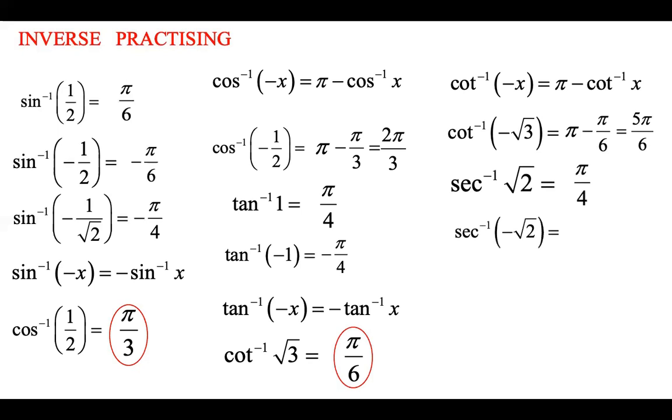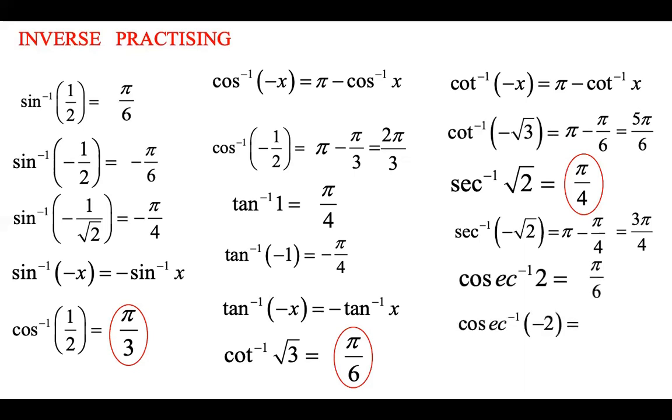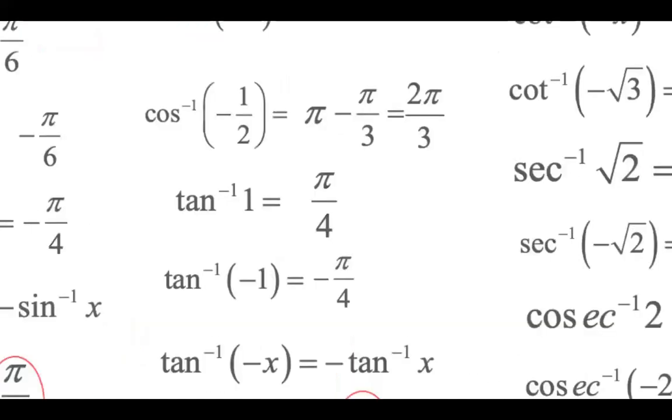Secant inverse root 2 is pi by 4. Secant inverse minus root 2, again with the same logic: pi, from which pi by 4 is subtracted, gives 3 pi by 4. Cosecant inverse 2 is pi by 6, cosecant inverse minus 2 is minus pi by 6. This is for the tuning, a practice purpose I made it. If the student tries to guess the answers from it, he will get sufficient practice. So cosecant inverse of minus x works like minus cosecant inverse of x.